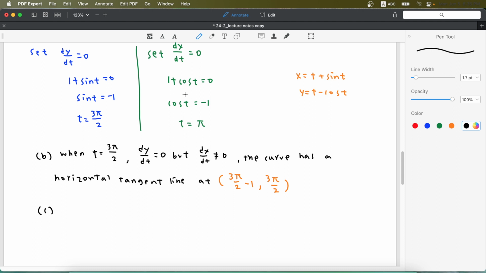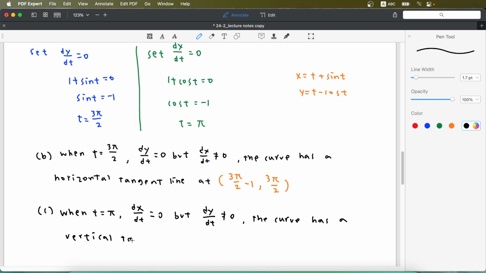Okay, vertical tangent happens when your denominator equals 0, but your numerator cannot be 0. Okay, so when t equals pi, our dx over dt is 0, but dy over dt is not 0. Okay, so that means the curve has a vertical tangent line at t equals pi, okay, but we also want to find the x value and the y value.